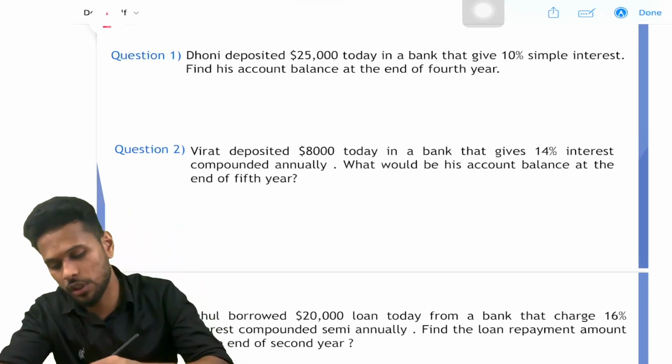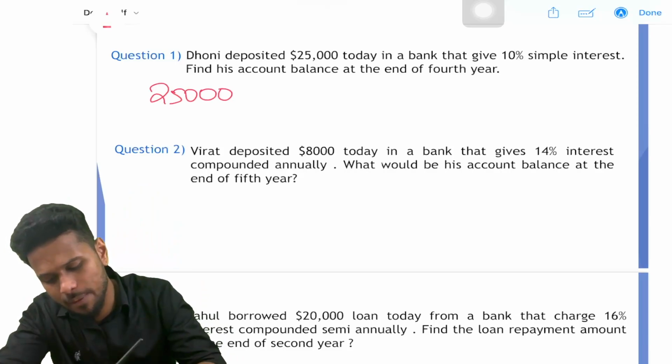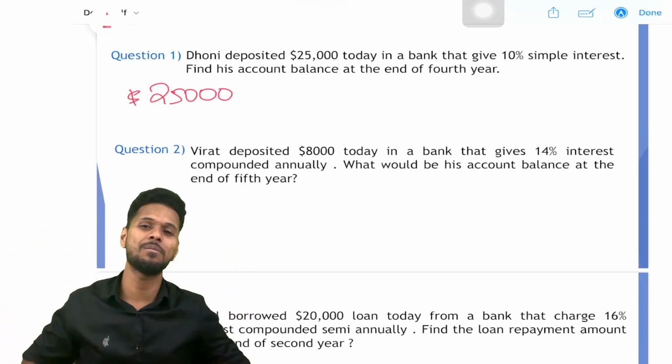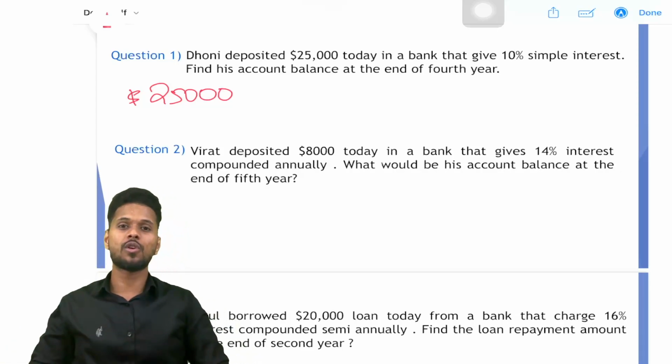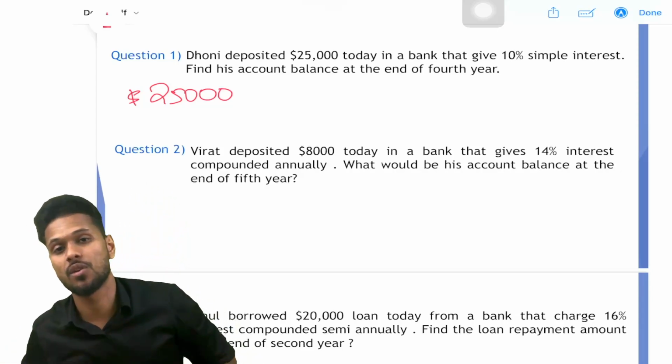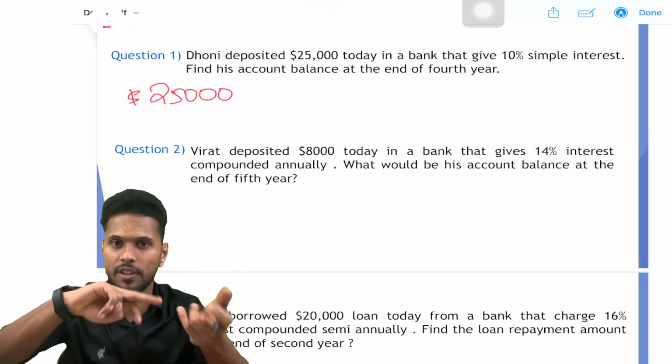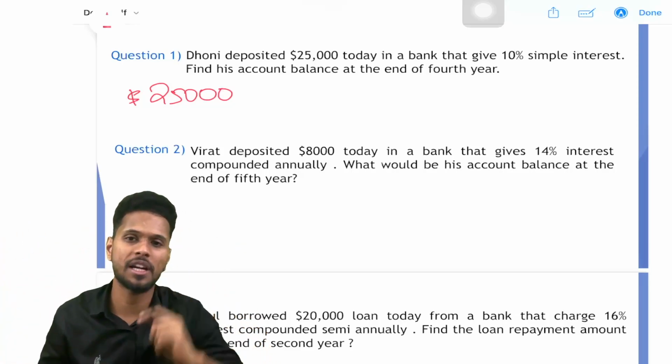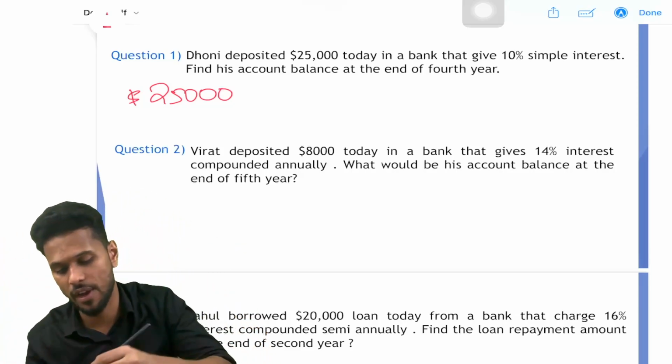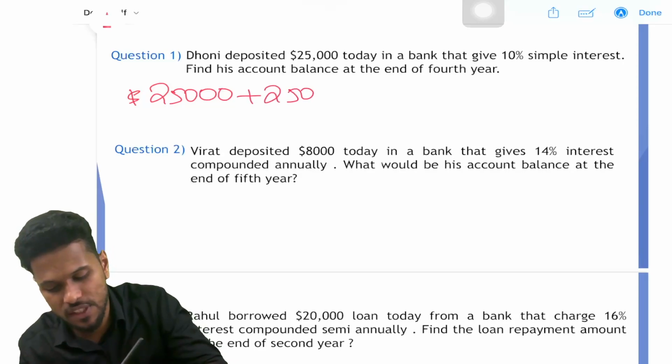So listen, everybody. Dhoni is just a name; you can use any name. So $25,000. You are receiving 10% interest on this 25,000 only. 25,000 multiplied by 0.1 comes to 2,500. So 2,500 is the first year interest.